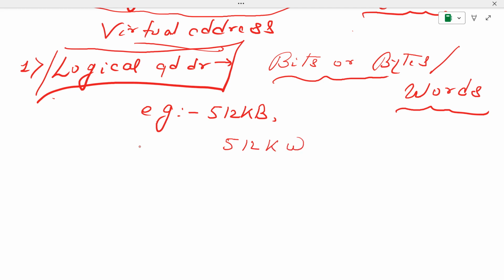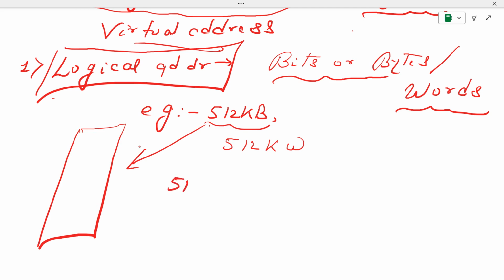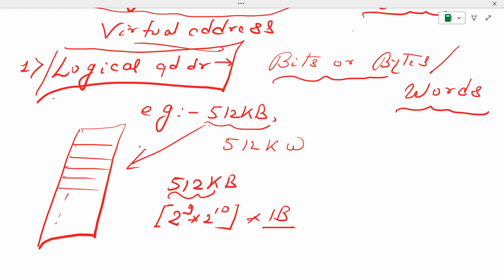So when we say 512 kilobyte, then we can assume it something like this, with a capacity of 512 kilobyte, and the total number of rows is 2 raised to the power 9 into 2 raised to the power 10, and each row carries 1 byte of data. If we divide it this way, from 0, 1 and so on up to 2 raised to the power 19 minus 1 will be the total number of rows, each row carrying 1 byte of data. Now this is actually the logical address space.